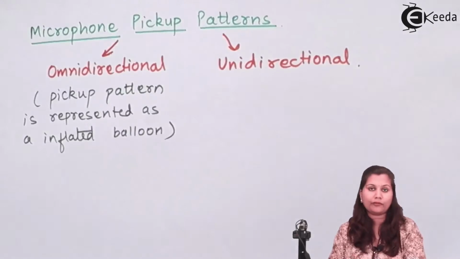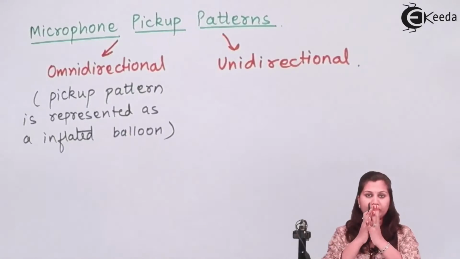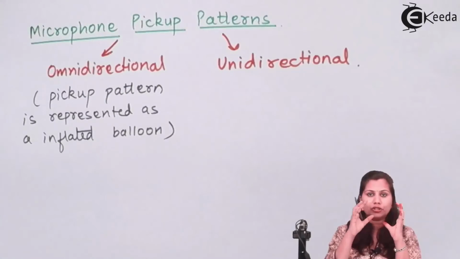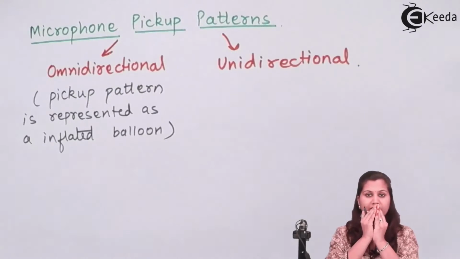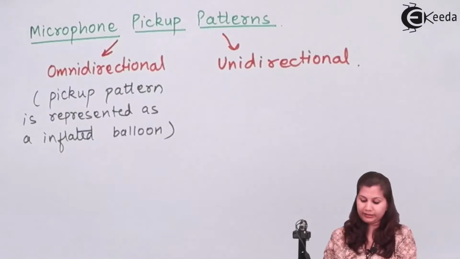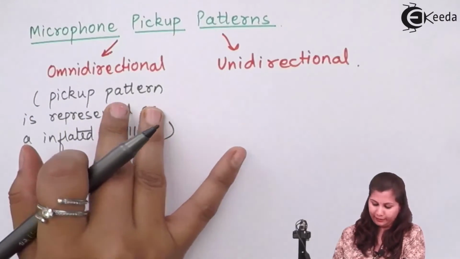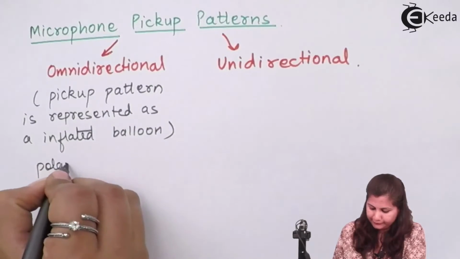the pickup pattern of the microphone is represented as an inflated balloon. So when the balloon is inflated, it forms a circular shape. The way in which the balloon is inflated, in that way the pickup pattern of the microphone is represented. So here we can also say that it is the polar pattern.